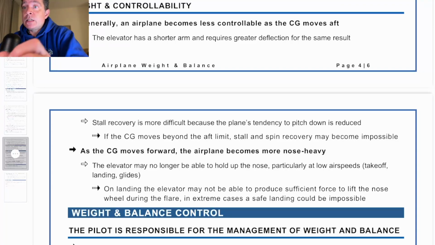All right, so basically the most critical point of flying. When you're coming in for a landing and you've got a nose low attitude, you try to bring that nose up, you may not be able to. That means prop strike, nose strike, hitting the ground on the nose wheel, what have you.